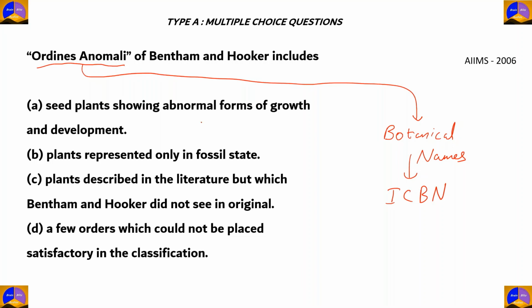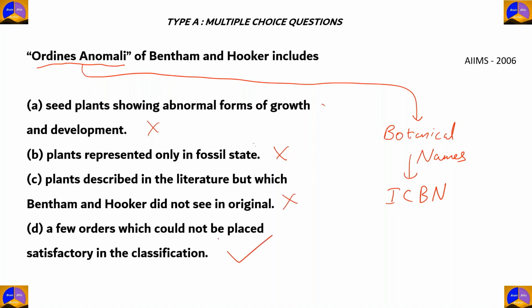Now, seed plants showing abnormal forms of growth and development does not fit here. Plants represented only in fossil state also doesn't fit into botanical names. Plants described in literature, but which Bentham and Hooker did not see in original, again, does not fit. So all of these are incorrect. The correct answer, therefore, is option D.